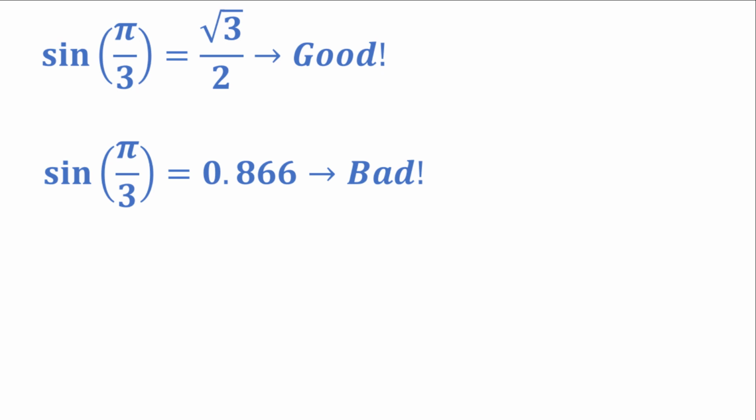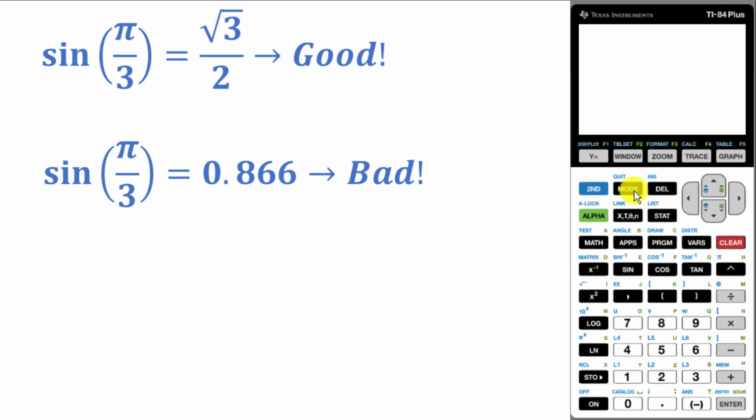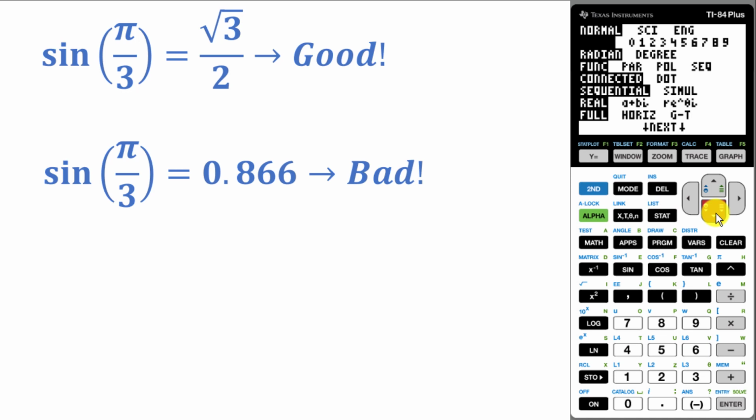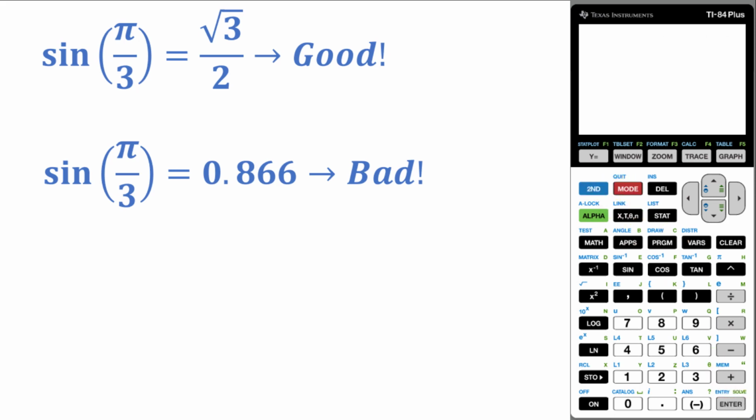If you type in sine of pi over 2 onto your calculator, and your calculator is set to degrees, you are not going to get the correct answer. On a TI-84 calculator, the way that you toggle the setting is by pressing the mode button, and then scrolling down to the radian/degree option and pressing enter over the appropriate setting. Then when you press second and quit, your calculator will be on the correct setting.